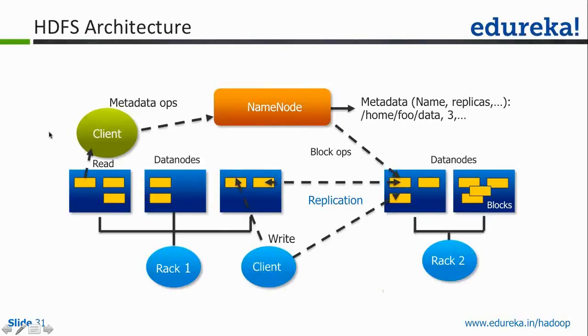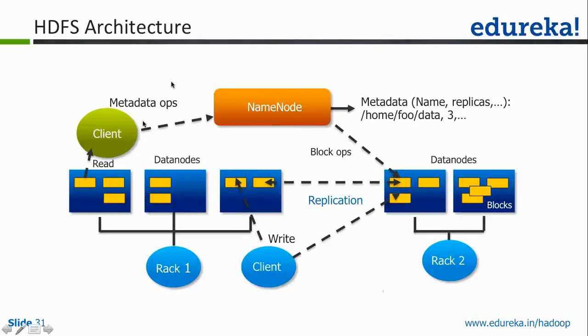Now, the client will be interacting with the name node with respect to the metadata operations. All the metadata operations will be done through the client. What does that mean? That means if I have to find out which data nodes are free, where I can write, or from where I can read a particular block, I'll be talking to the name node.